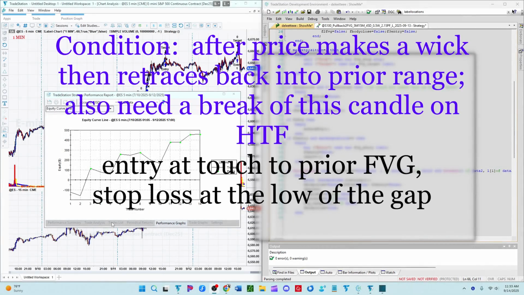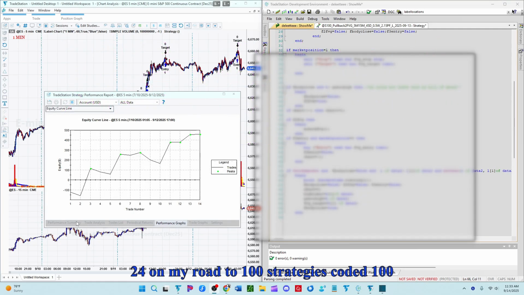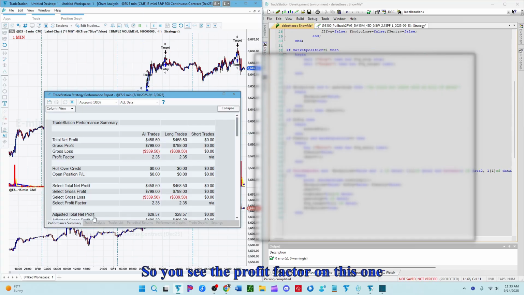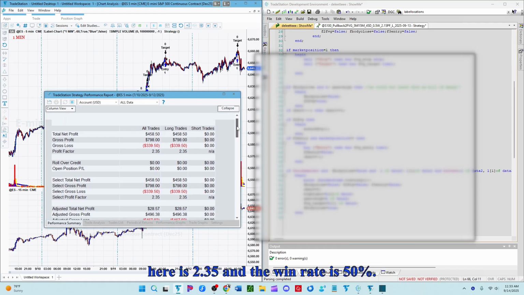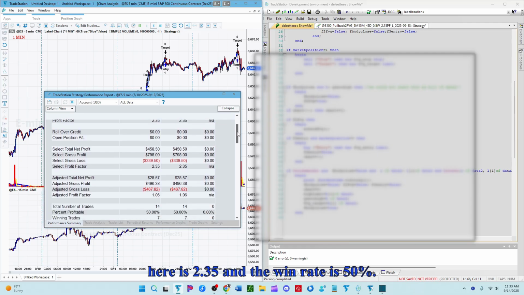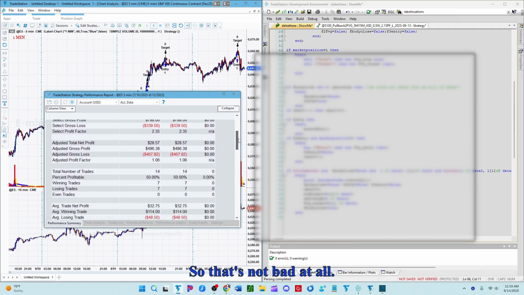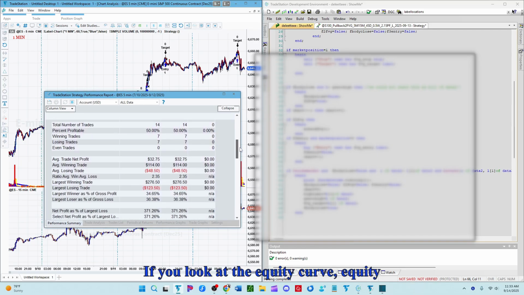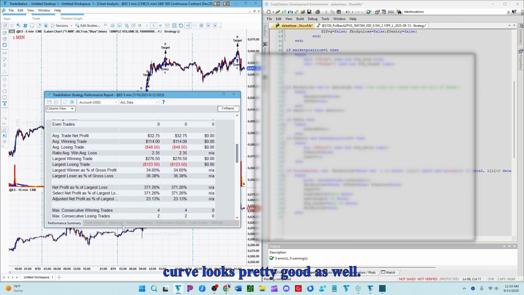Okay, folks, so this is strategy number 24 on my road to 100 strategies coded 100 days in a row. You see the profit factor on this one here is 2.35 and the win rate is 50%. So that's not bad at all. If you look at the equity curve, it looks pretty good as well.